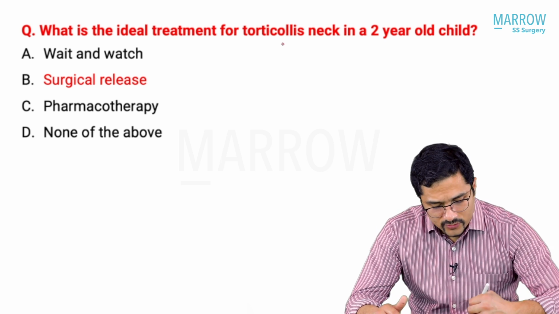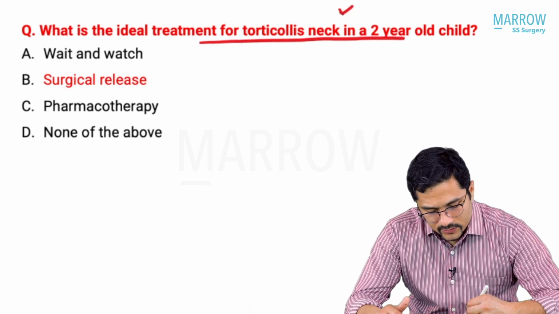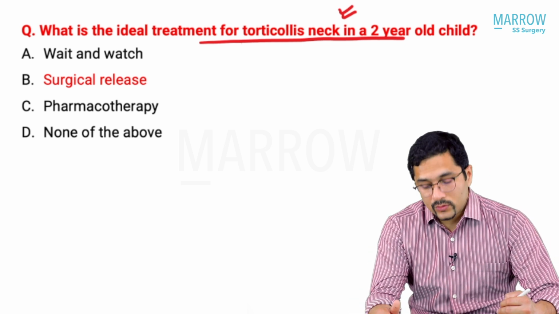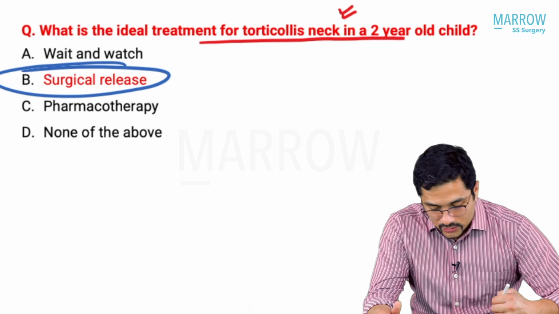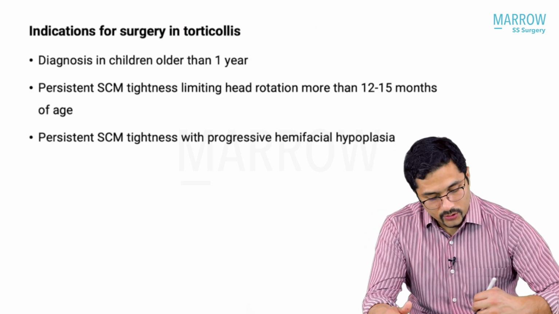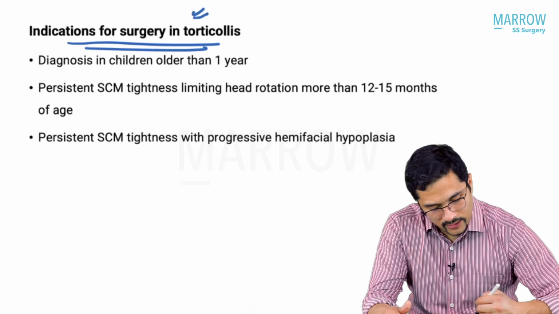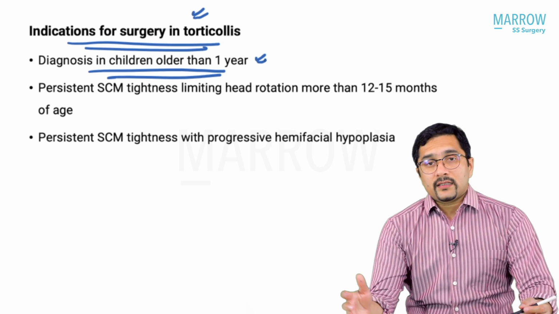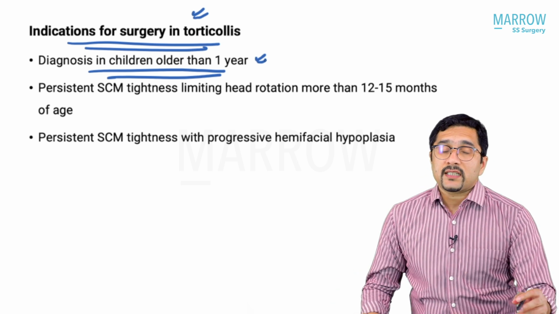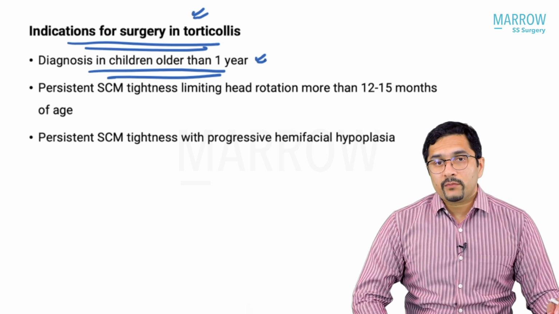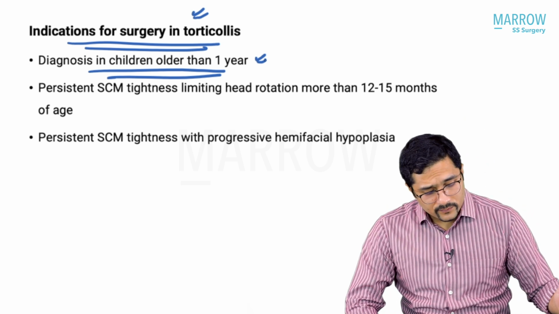What is the ideal treatment for torticollis in a child who's 2 years old? So, neck torticollis in a child who's 2 years old, you need to do surgical release. And the indications for surgery are if the diagnosis is beyond 1 year of age. So, like in this child, it is persisting till 2 years. So, you have to carry out a surgical release. Conservative management will not work.